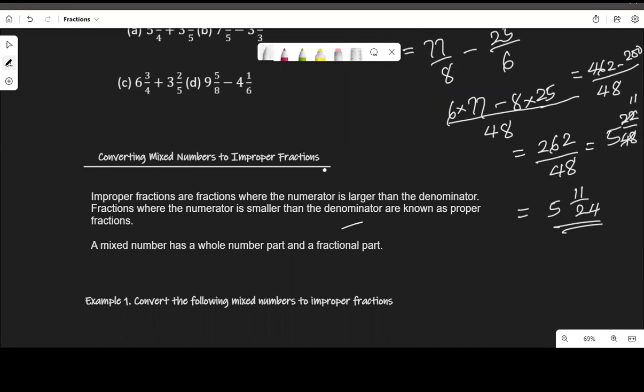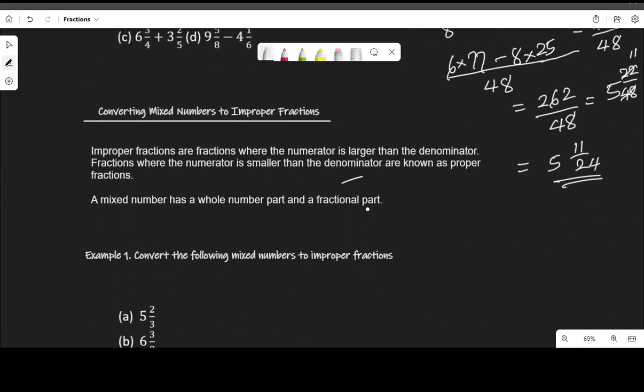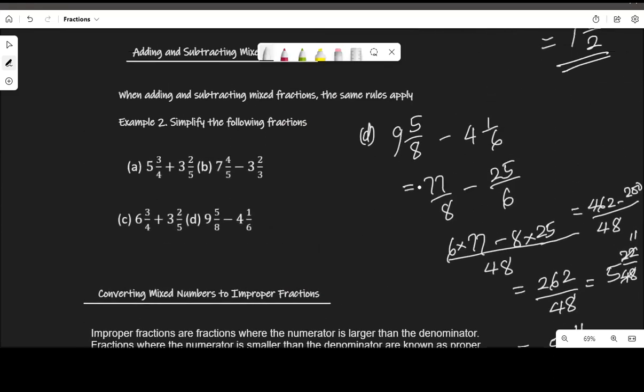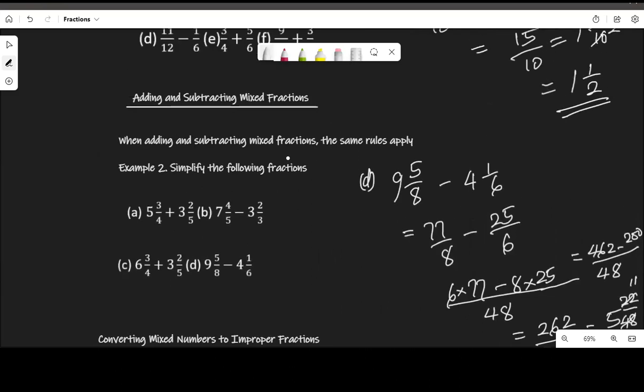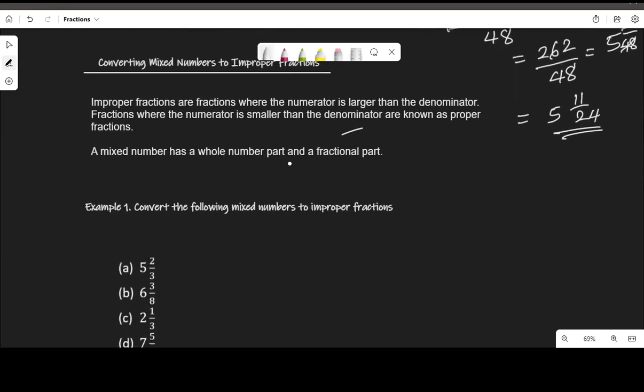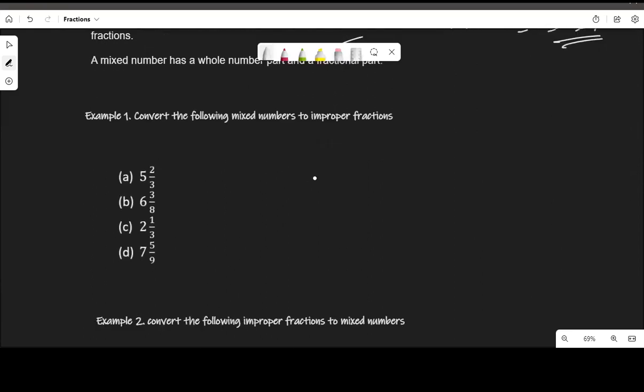Now we'll move on to converting mixed numbers to improper fractions. How can we convert a mixed number to an improper fraction? As a matter of fact, we have done that in this example of adding and subtracting mixed numbers. So to convert mixed numbers to improper fractions, we multiply the whole number part by the denominator of the fraction and add the result to the numerator. So this 5 whole number, 2 over 3 will be 5 times 3, which is 15. Then 15 plus these 2 out here, that is 17 over 3.